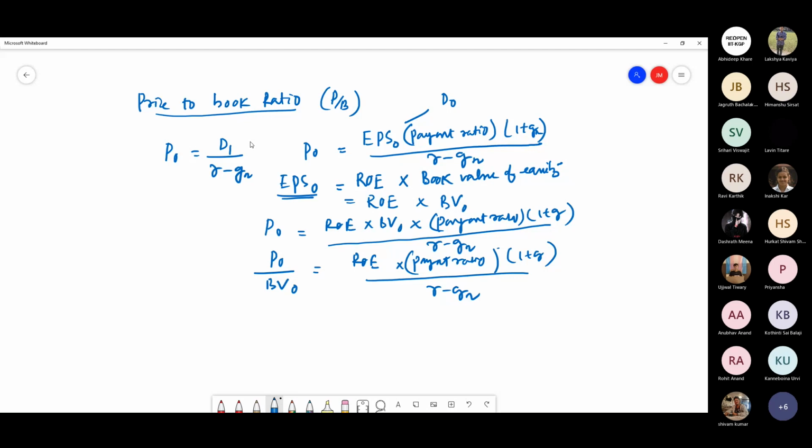So then what is your G? How do we calculate G? What is the formula for G? I told you, I will give you ROE. What other variable do you need to calculate G?